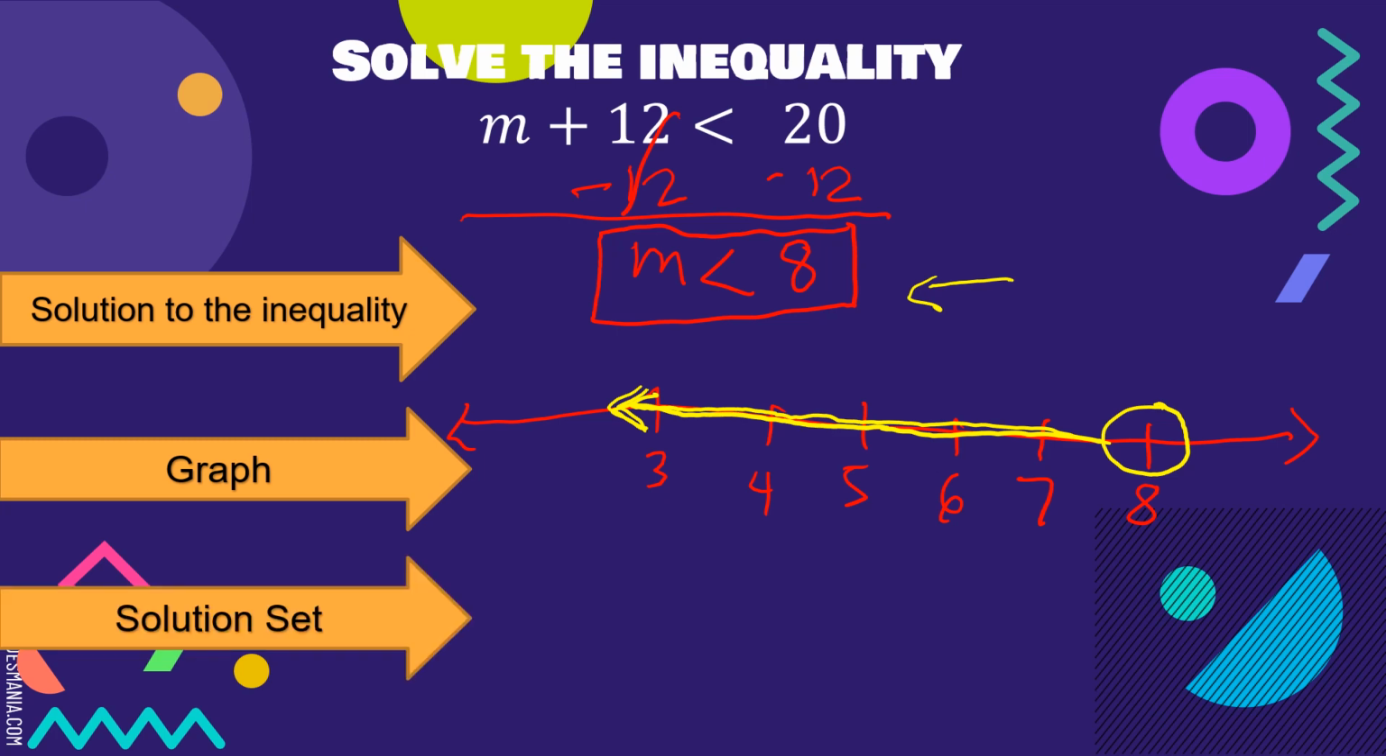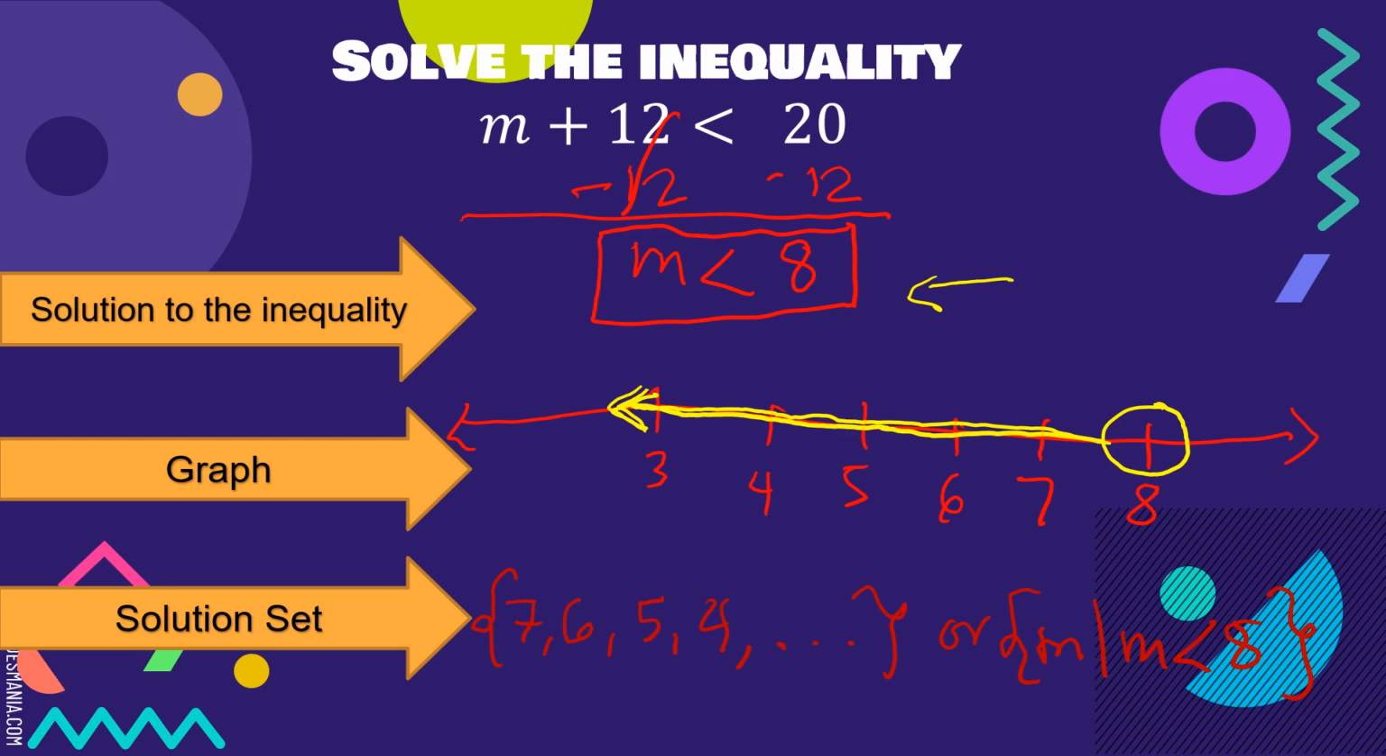The next thing we are going to do is to list down the solution set. So this is how we are going to do it. We are going to start by opening curly braces. And again, our solution set will begin with 7, not 8, because 8 is not part of the solution. And then we will count down 6, 5, 4, and then this is too many for us to write, so we will just have 3 dots. Or it can be written in this form, the set of all m such that m is less than 8. So this is our solution set to the inequality m plus 12 is less than 20.